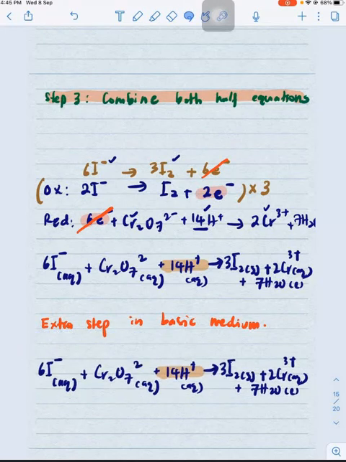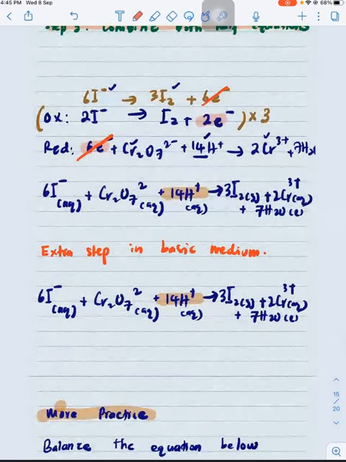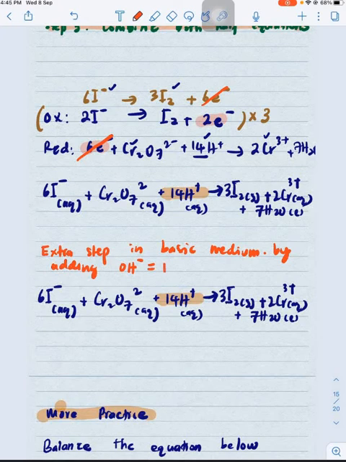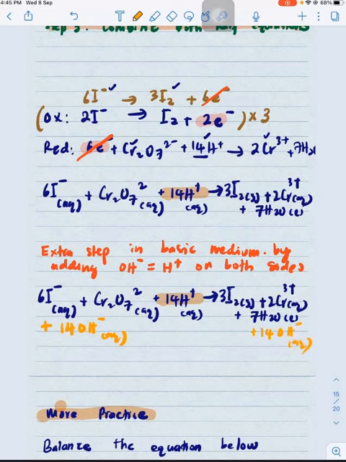So dalam basic medium meaning that kita akan ada presence of OH minus. So in this case, kita akan tambah by adding OH minus yang equals to the amount of H plus, kita akan tambah equal on both side. Pada dua-dua belah side. Maknanya dalam case ni kita ada 14 mole of H plus, so kita akan tambah 14 mole of OH minus and kita kena tambah on both side. Dua-dua belah. Sebab kalau kita tambah sebelah saja dia tak akan balance.